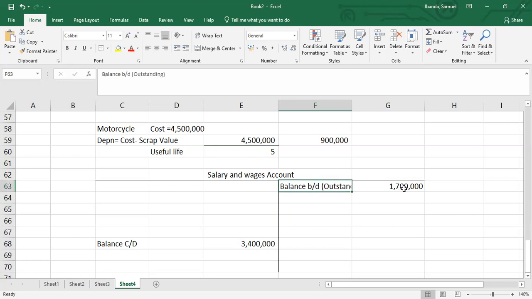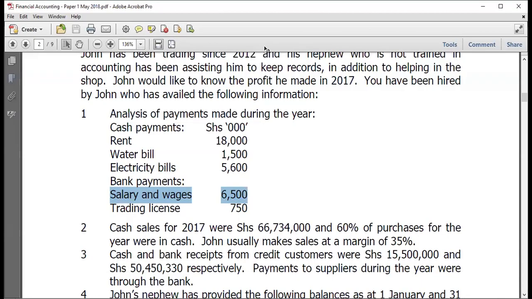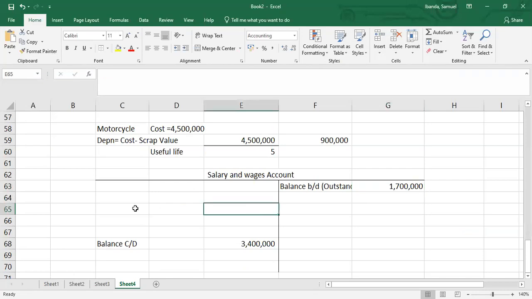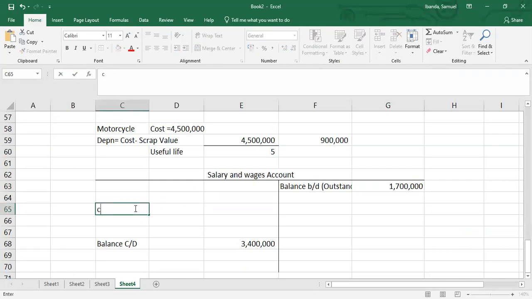So here, this is what we are starting with as outstanding, and what increases it are the new salaries that are coming into place, like the salaries for the period. Okay, they will be here, just to restate this. And then anything that reduces salaries, we have this value, this 6,500. This 6,500 reduces what was outstanding. So we record it right here because it was a bank payment. So I'll record bank right here.